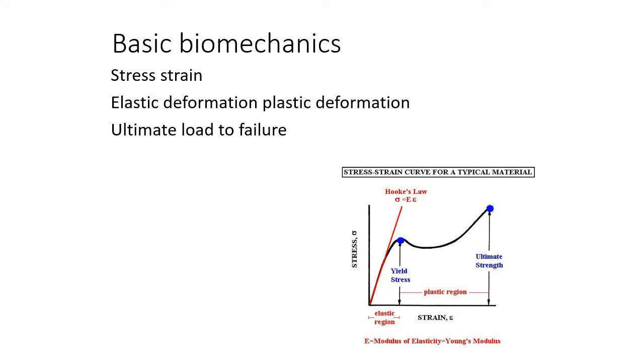biomechanics. You should be aware of the stress-strain curve. This is where a material undergoes an elastic deformation. It then yields and starts to plastically deform. At a certain elongation and narrowing, it will fail, and that's the ultimate tensile strength, or UTS.